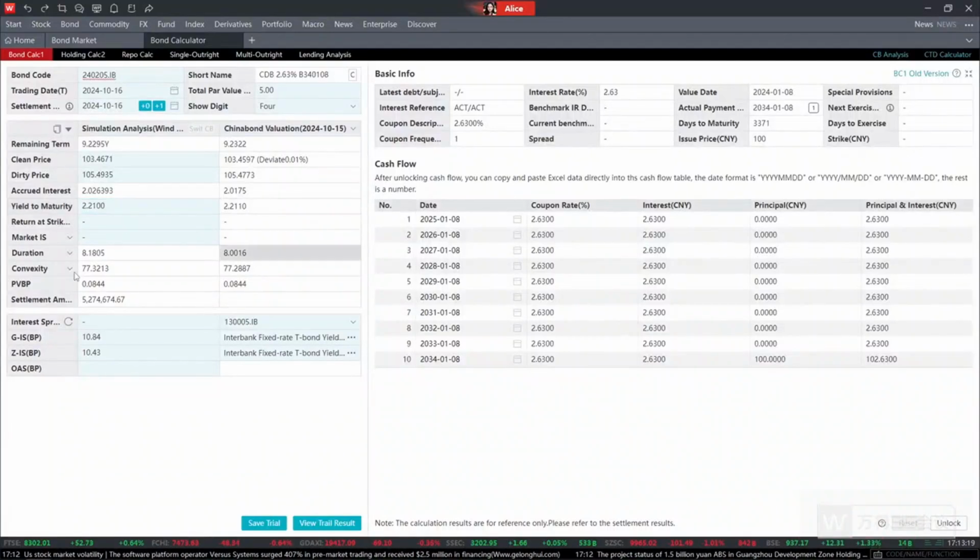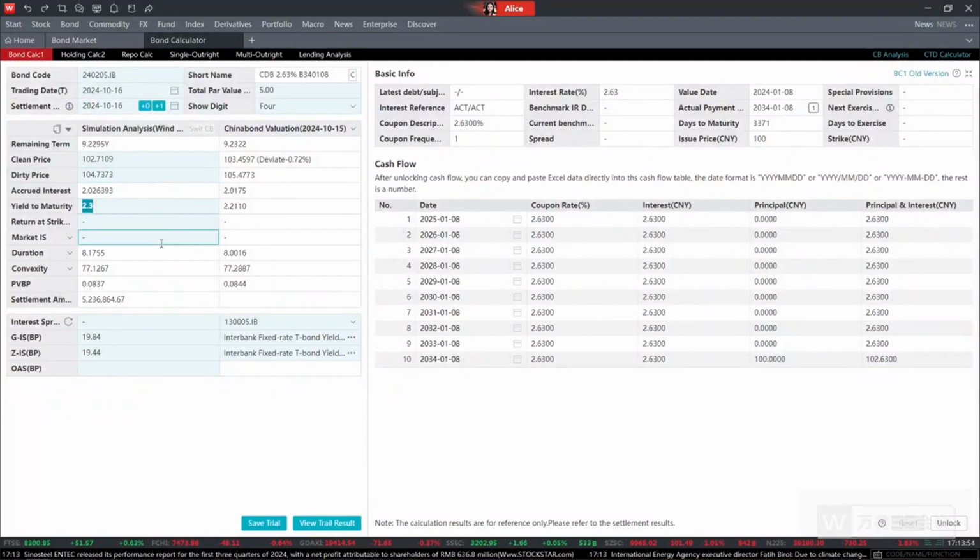For example, you can see right now the yield to maturity is about 2.21%, right? And if I want to change it depending on my forecasting, for example, in my viewpoint I believe that in the future the yield to maturity may go up to about 2.3%, I can enter 2.3 over here and press enter. Then we can see the clean price and dirty price change automatically. It is a pretty easy calculator to use, and you can get other calculation results over here.